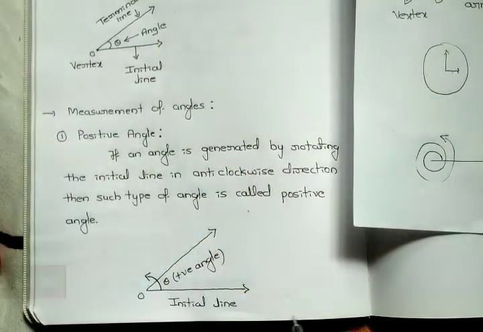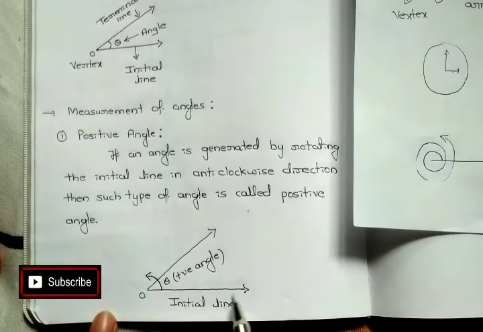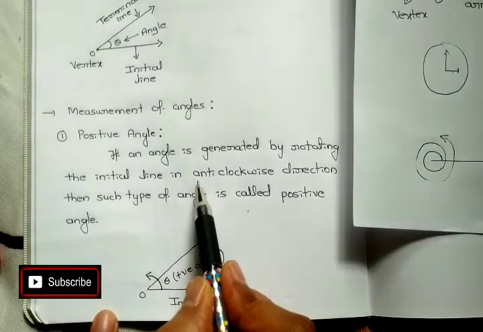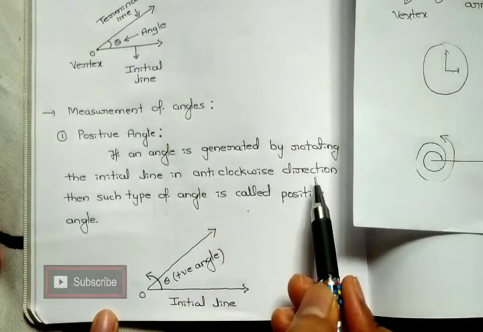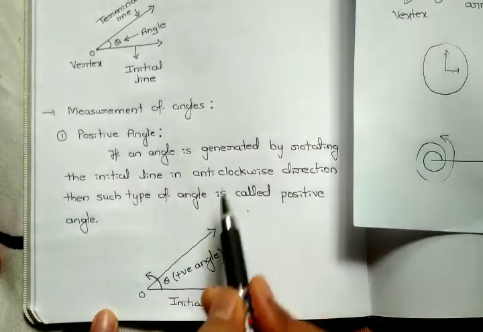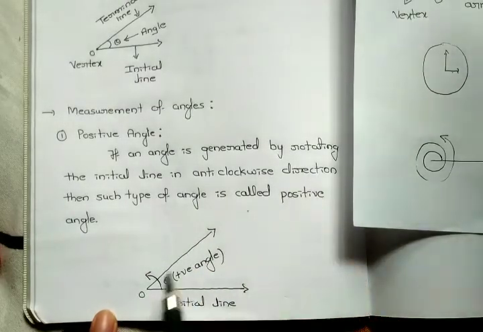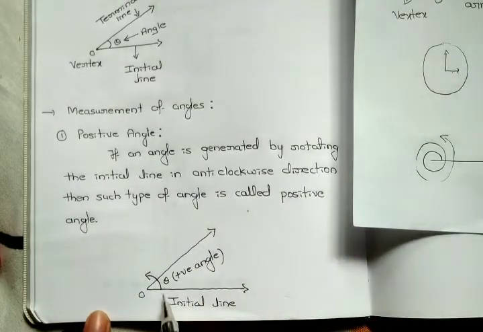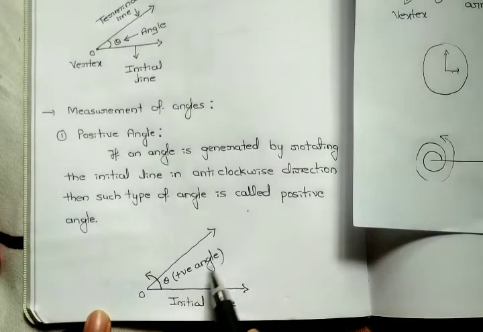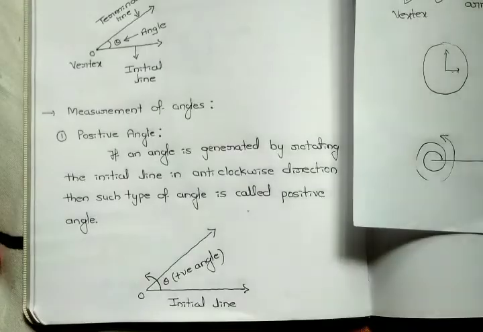Positive angle. So this is the initial line. So this line is rotating in which direction? This arrow mark indicates which type of direction? Anti-clockwise direction. After rotating in anti-clockwise direction, whatever angles are generated, all these angles are going to be called what here? Positive angle.